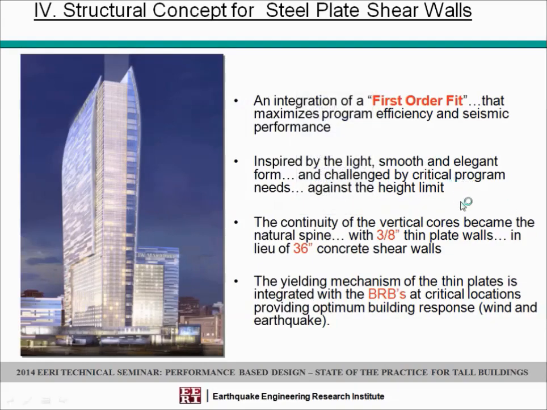Okay. Here we go. Inspired by the lightness of the architectural design and the curvature and the ability to do a flexible form shape, that really was inspiring some of the ideas, that steel has a little more flexibility to be shaped accordingly. The continuity of the vertical cores being so thin compared to 36-inch concrete walls, the yielding mechanism of the thin plates is integrated with the BRB system in the outrigger, and in the critical locations provides optimum building response for wind and earthquakes. We're going to get to wind later.